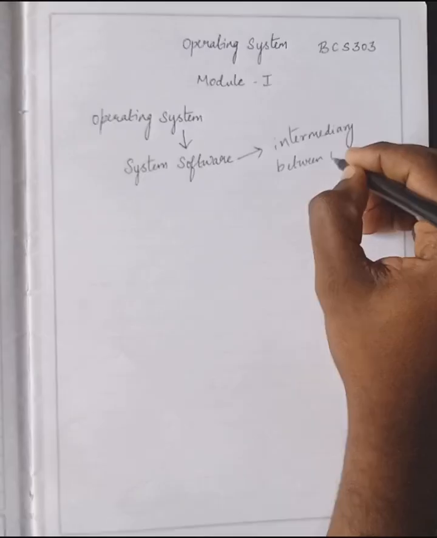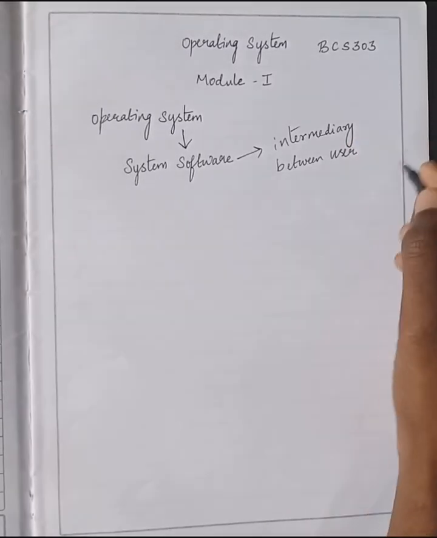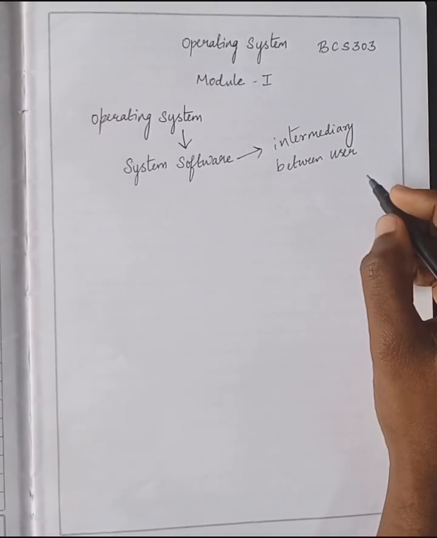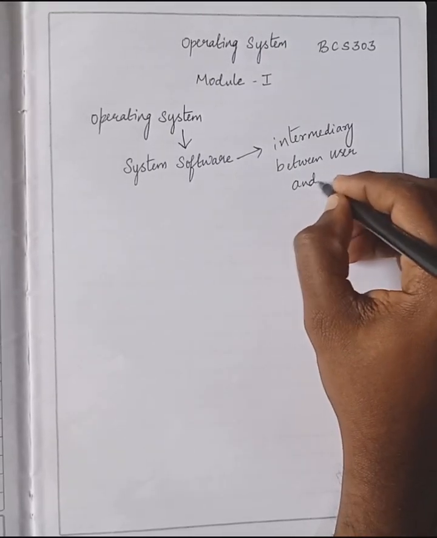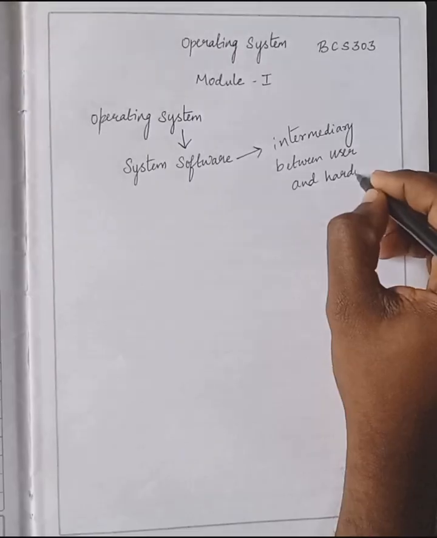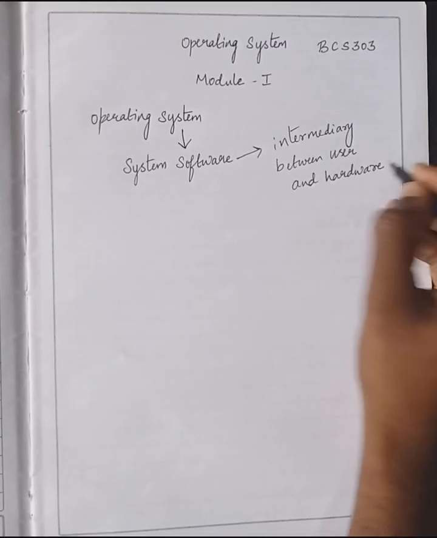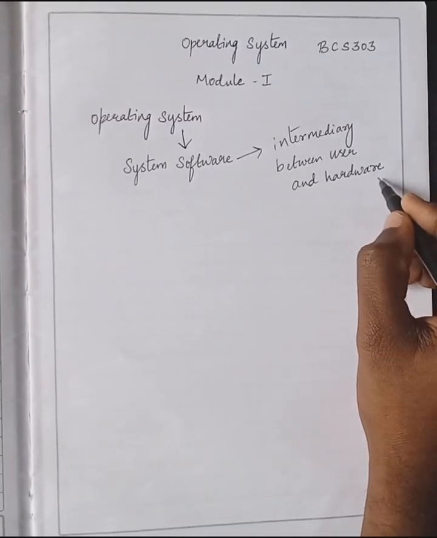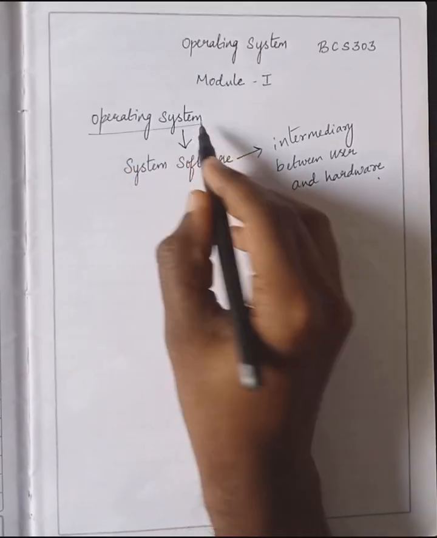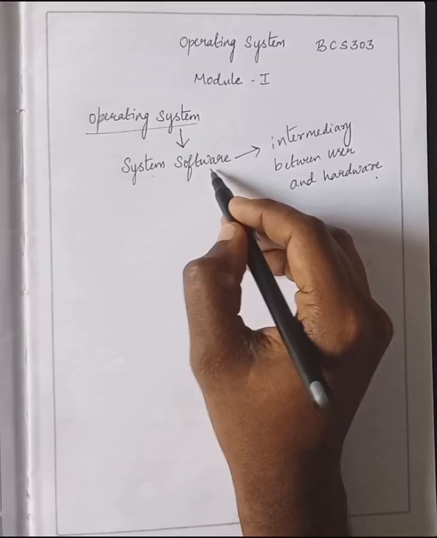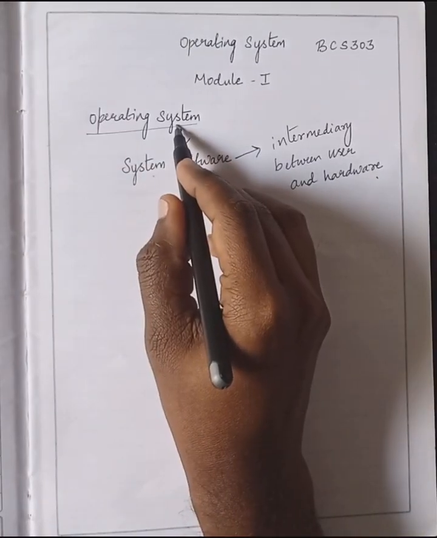So we have a user who is going to use the computer. It acts as an intermediary between the user and the hardware. Whenever you want to access the hardware, you can't directly control it, so we want some software. That software is one type of system software, and that system software is nothing but the operating system.